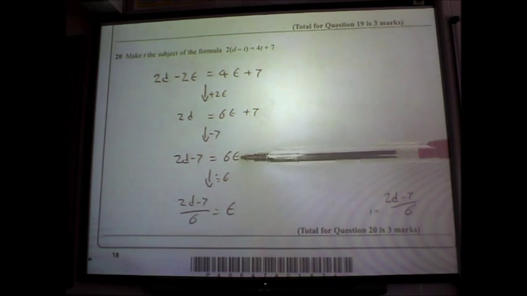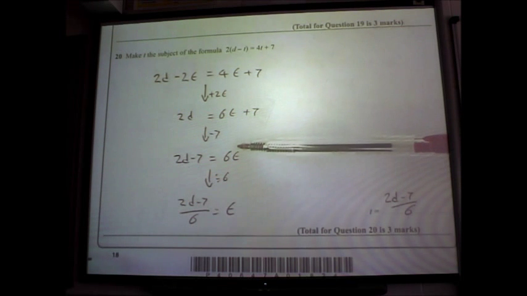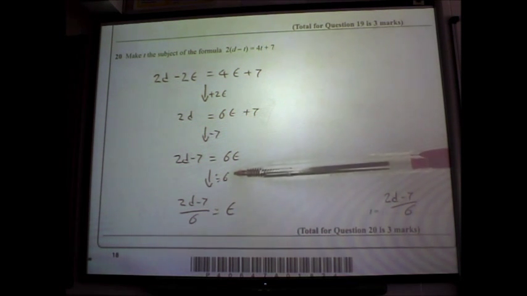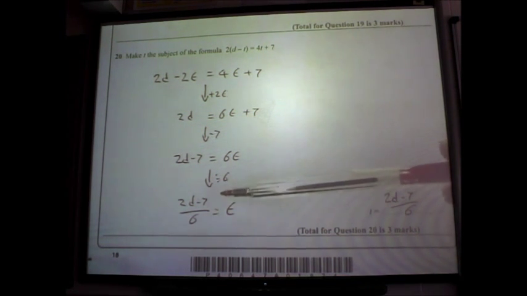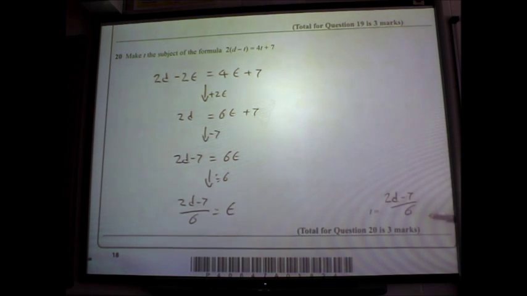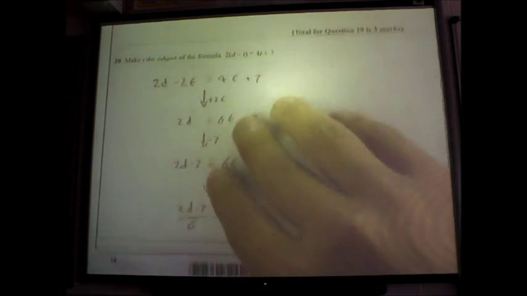I want t on its own, so it's been multiplied by 6, so I'm going to divide it by 6 to undo it. So that gives me 2d take 7 over 6 equals t, and that is what my answer is. 3 marks there for rearranging, that's not too bad.